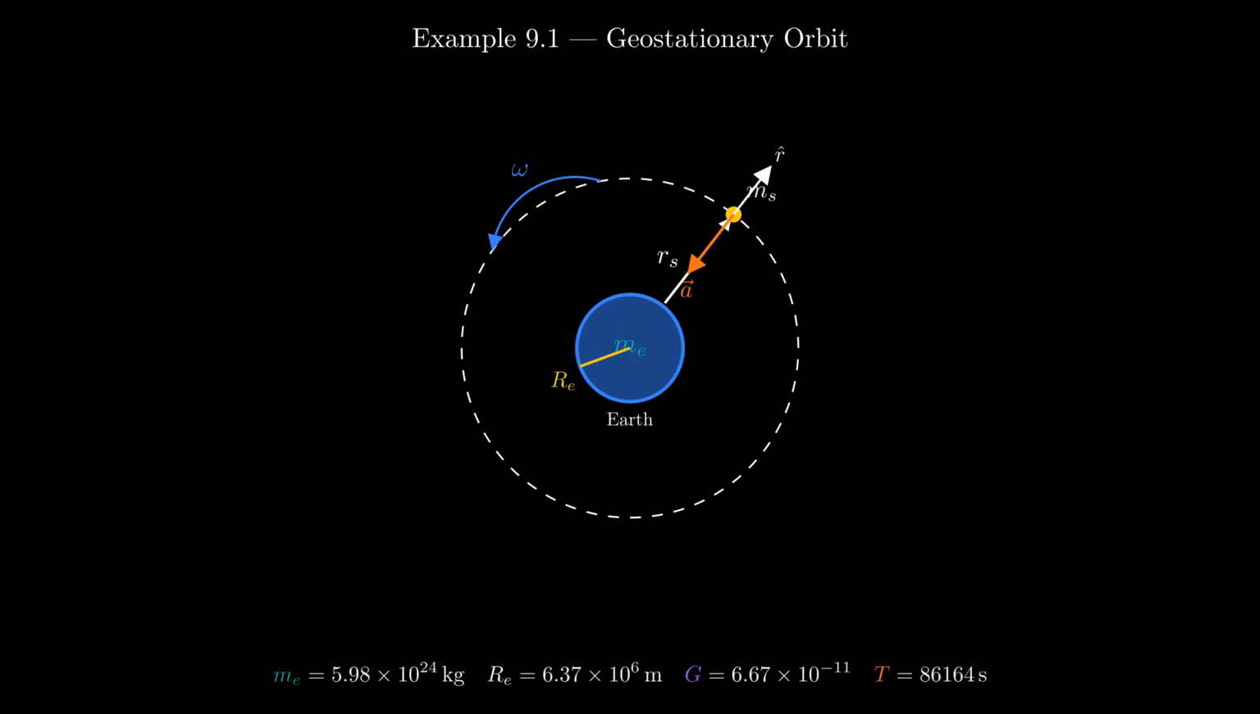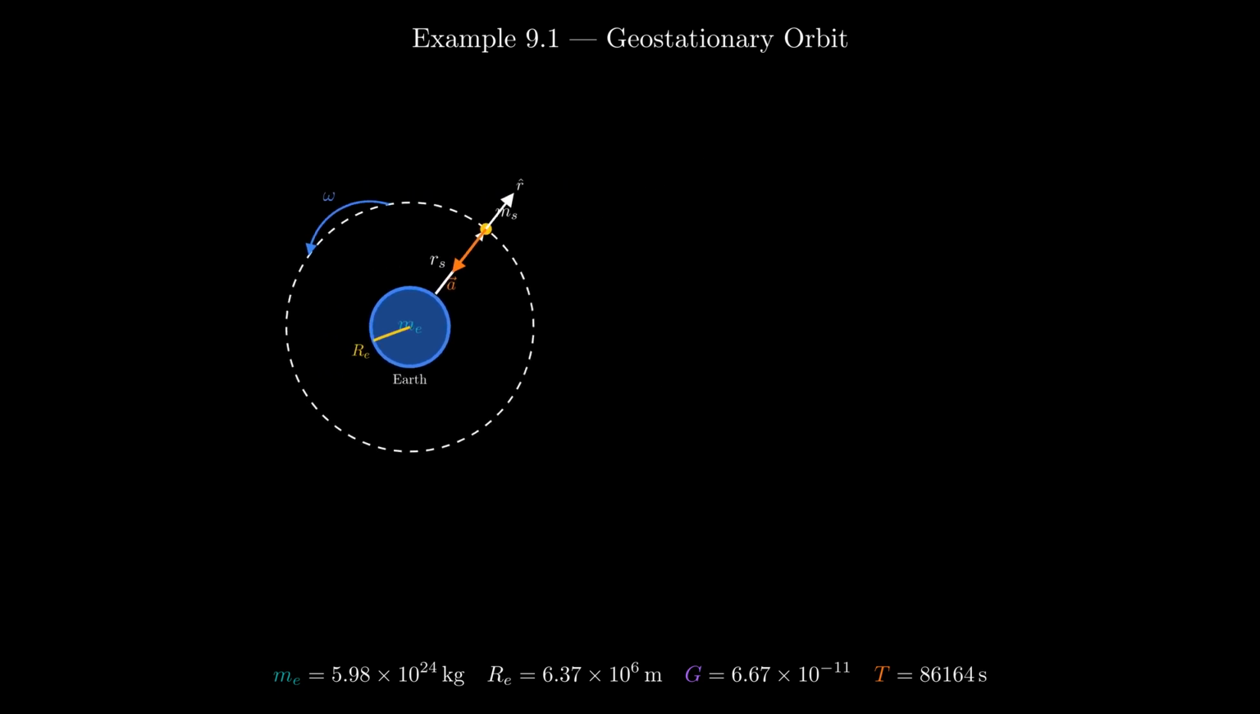We are given the mass of the Earth, m sub e, equal to 5.98 times 10 to the 24th kilograms, the mean radius of the Earth, r sub e, equal to 6.37 times 10 to the 6 meters, and the gravitational constant G, equal to 6.67 times 10 to the negative 11th. We want the radius of the orbit and how many Earth radii that turns out to be.